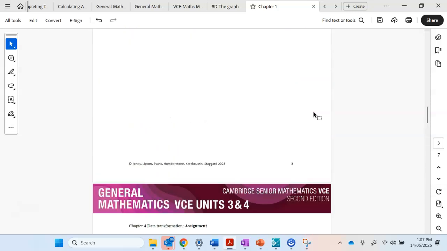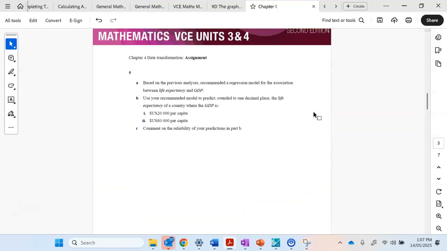Lastly, question 5, bringing it all together, the whole purpose of doing that process. So based on previous analyses, recommend a regression model for the association between life expectancy and GDP. So basically you want no pattern, or randomly scattered, in your residual plot, and a higher or the highest R squared value.